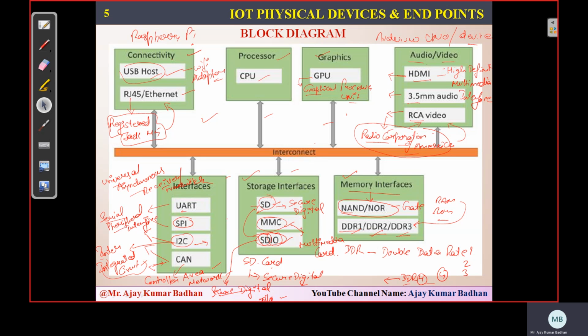So I think if people are very much familiar now, the block diagram is very easy. All these components are required together in order to make that particular device a working condition. The first one we have is connectivity, then we have processor, then graphics, then audio and video, followed by interfaces, then storage interfaces, then memory interface. All these will have different peripheral components, and these will perform the operations as per the requirements. So for storage we will have SD, MMC and SDIO.